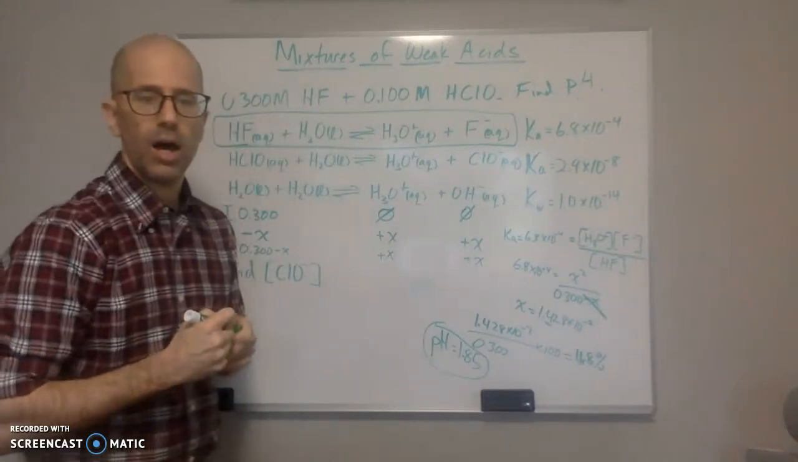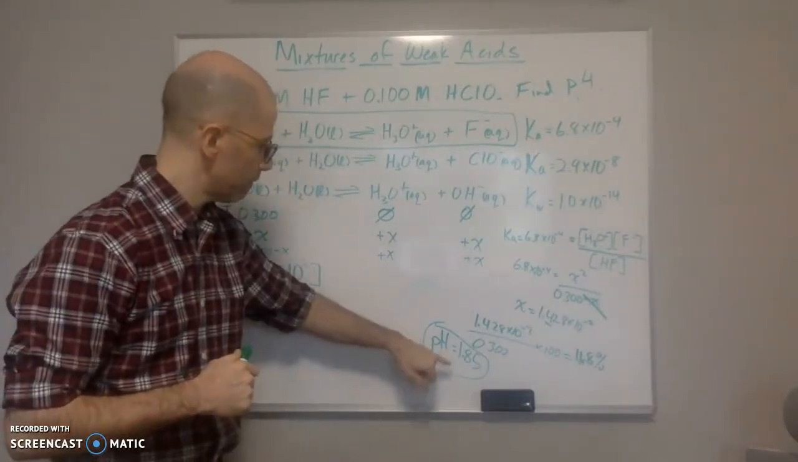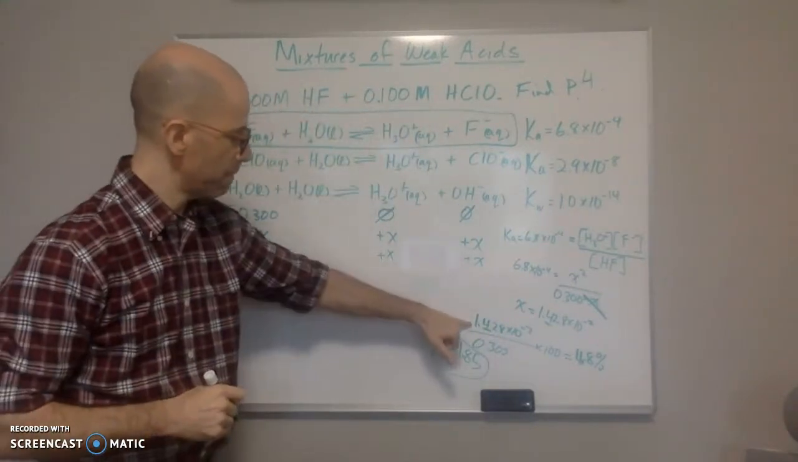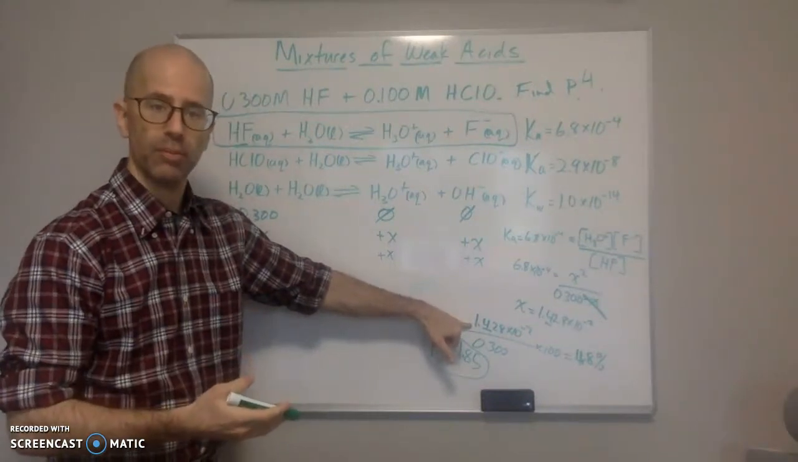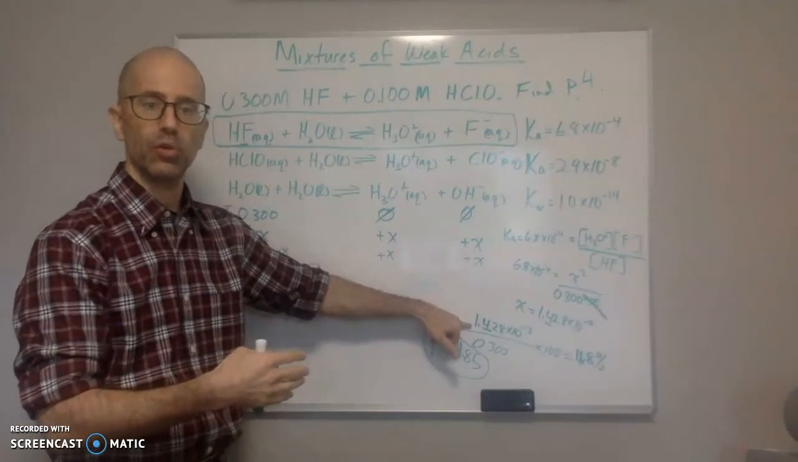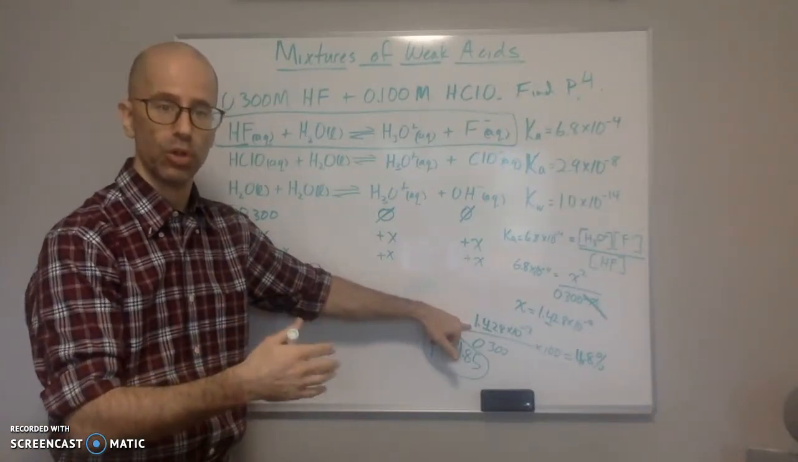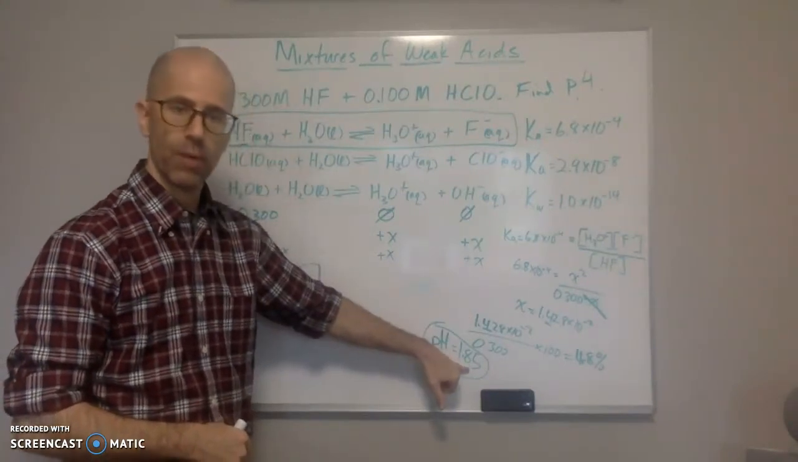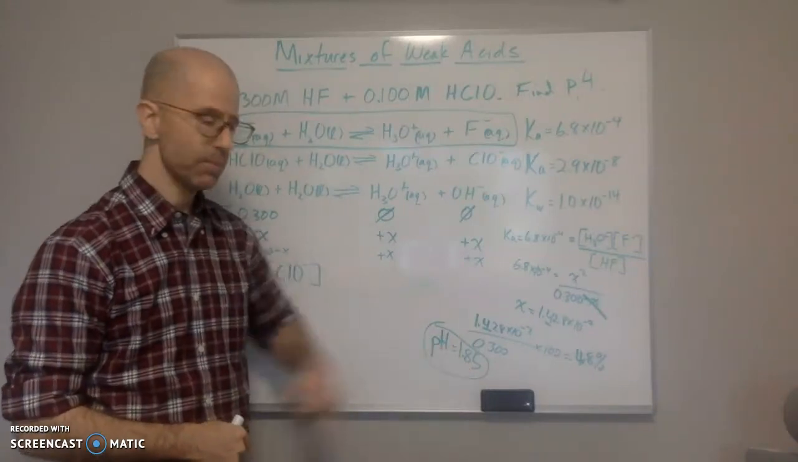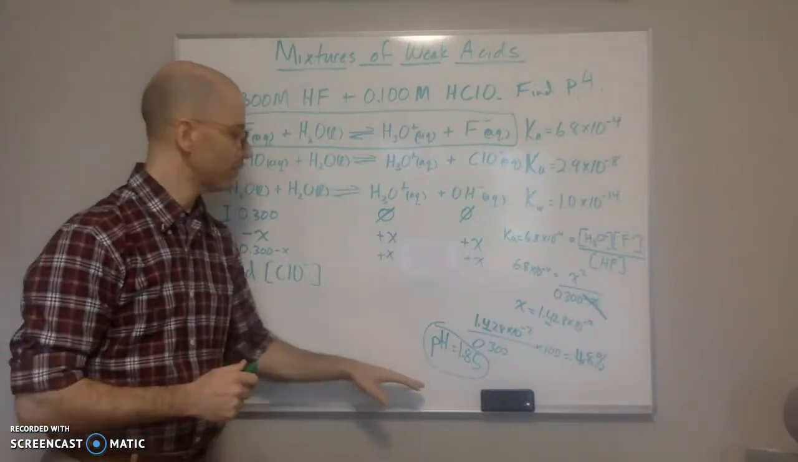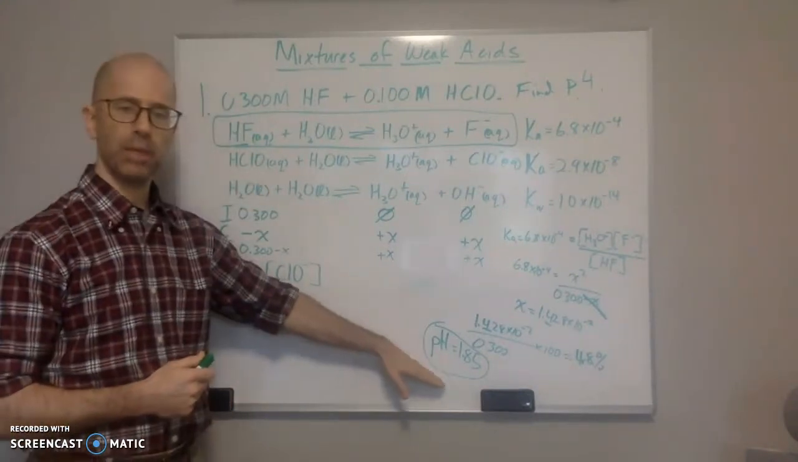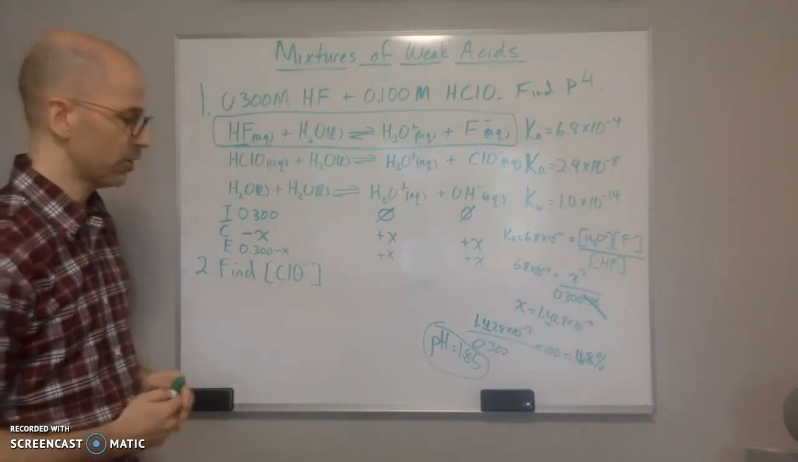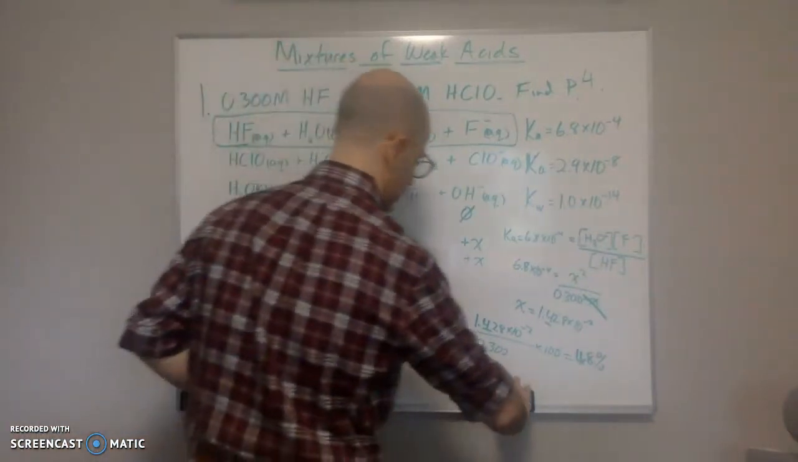And again, one of the things I want to point out really quickly is, we're only allowed to have 2 sig figs here. So when we do the log of something, the sig figs translate into decimal points for the log. So if I have 2 sig figs here, then I should have 2 decimal places for my pH here. Okay, so that's it for the first part. So we found the pH of this mixture. What about finding the ClO minus solution?